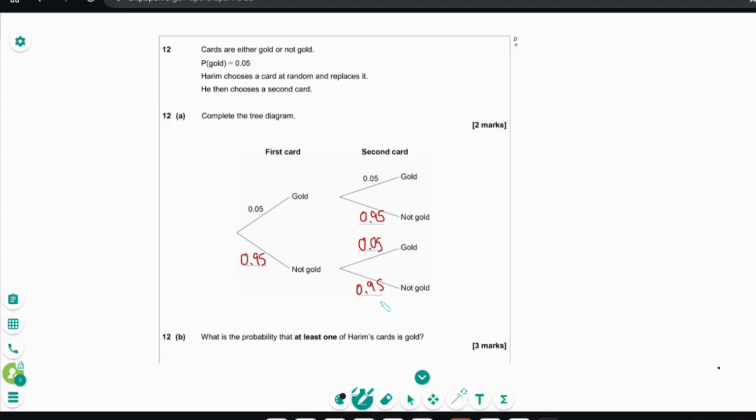Work out the probability that at least one of Harim's cards is gold. So that's at least 1 gold. This is at least one gold, not this one. So we multiply along our branches. 0.05 times 0.05 is 0.0025. 0.05 times 0.95.